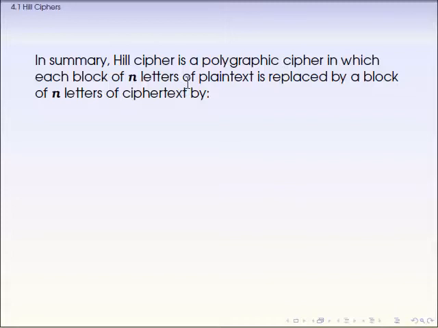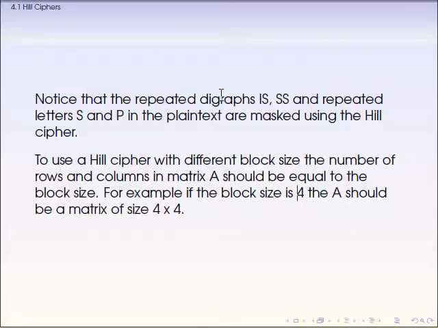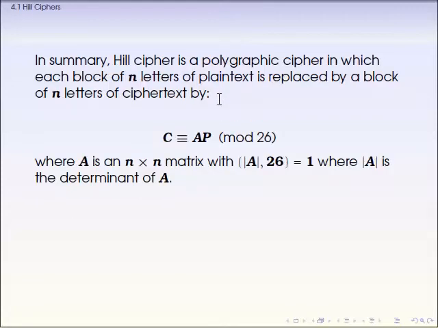So this is a summary for Hill cipher. Each block of n letters of plain text is replaced by a block of n letters, depending on what dimension your matrix is. And if A is an n by n matrix, right, then to get the ciphertext, all we need is just calculating A times P.